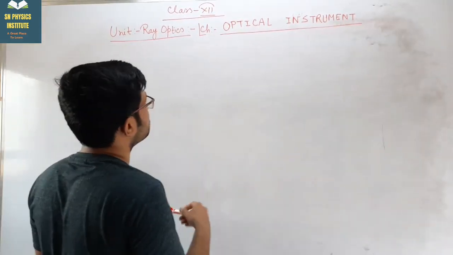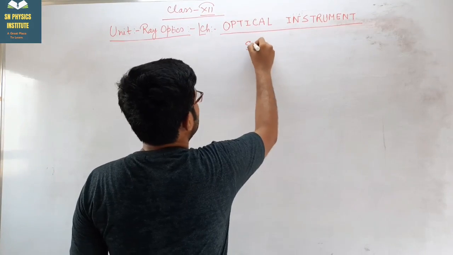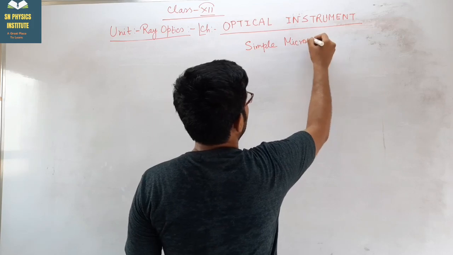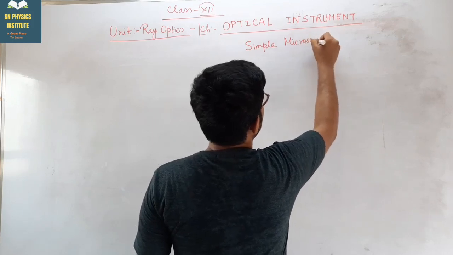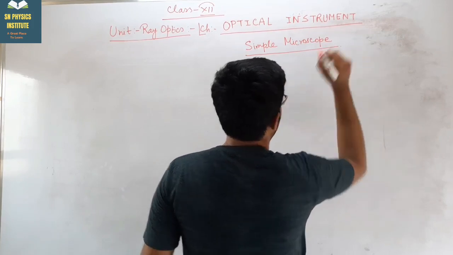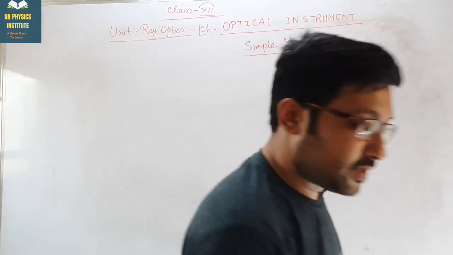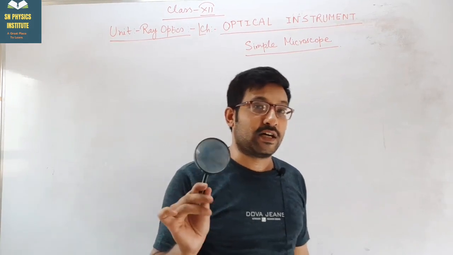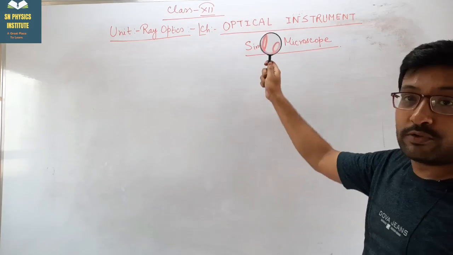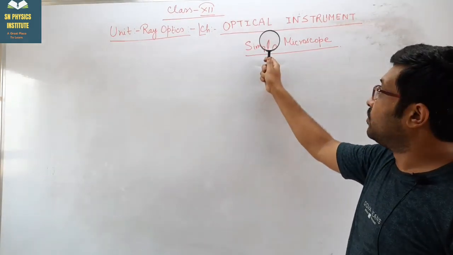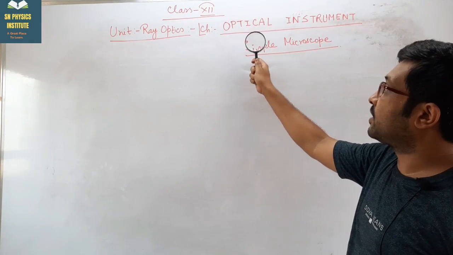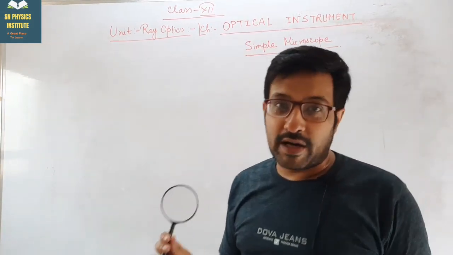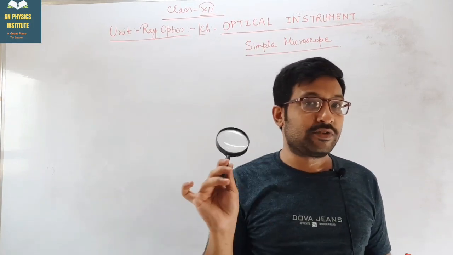Simple microscope and its magnifying power. Among the different optical instruments, we will read about the microscope. What is the simple microscope? This simple microscope is nothing but just a convex lens. If you keep this convex lens such that the object is within its focal length, then the image becomes bigger. Only one convex lens is used here.